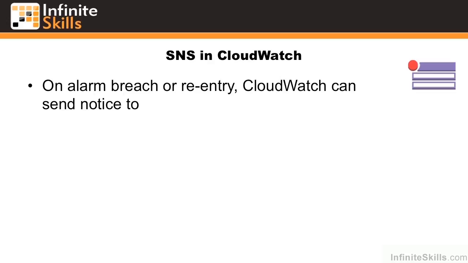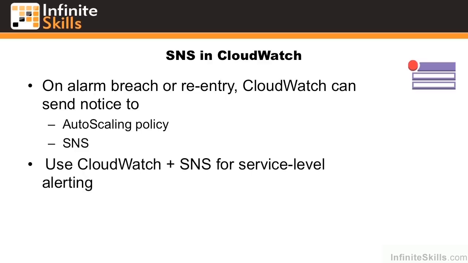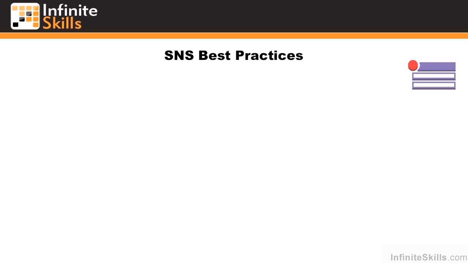On either alarm breach or reentry, CloudWatch can send notice to either an autoscaling policy or to an SNS. It can also send to both at the same time. You can use CloudWatch plus SNS for service-level alerting inside of AWS services.